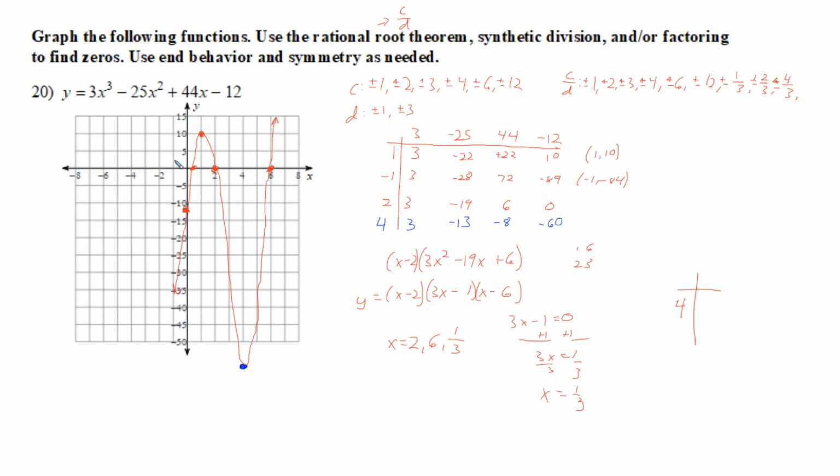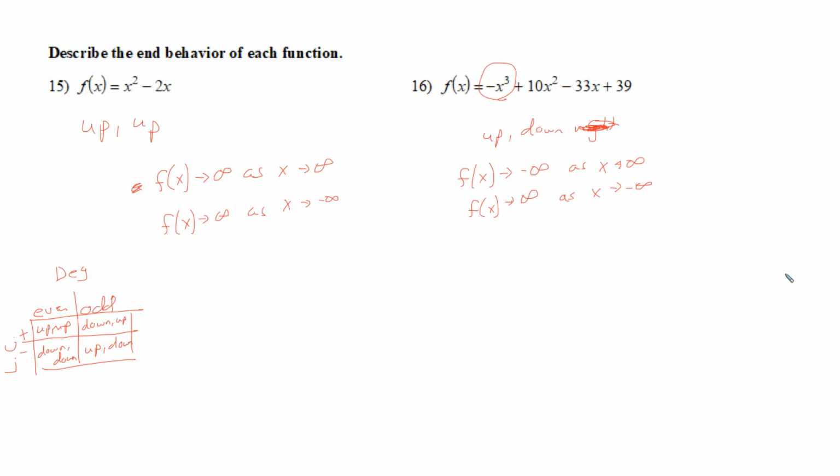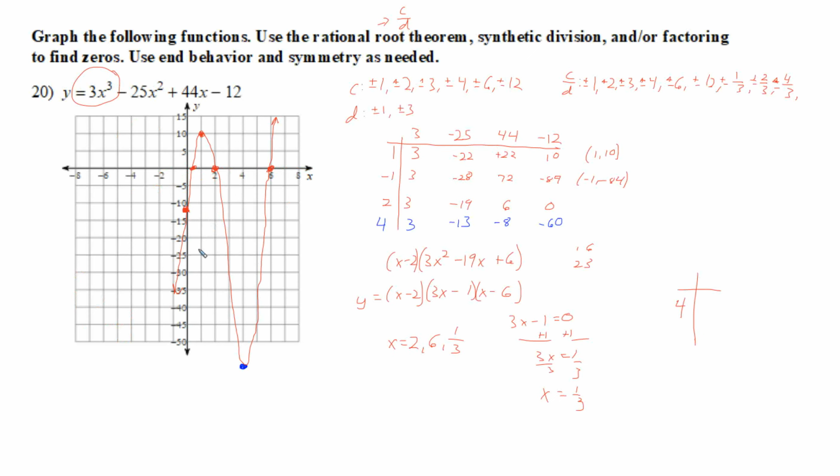Now I did something very bad right there. I didn't explain why this one's going down and this one's going up. So we notice, and we talked about it earlier in this review, the degree is odd and the leading coefficient is positive. So if we went back to this little chart right here, odd and positive, the left would go down and the right would go up. And so that's why the left was down, the right was up.